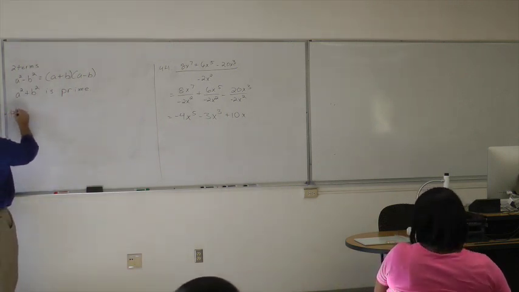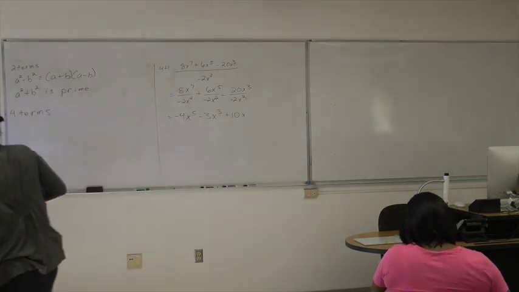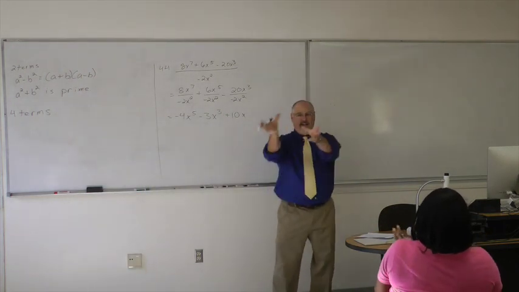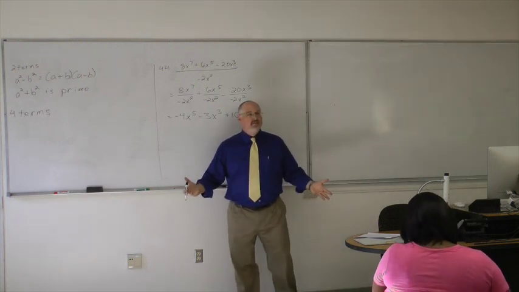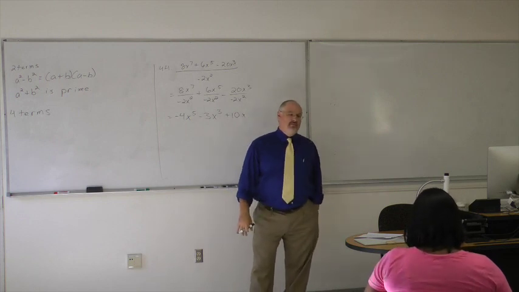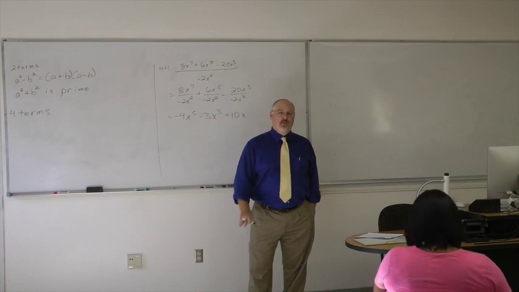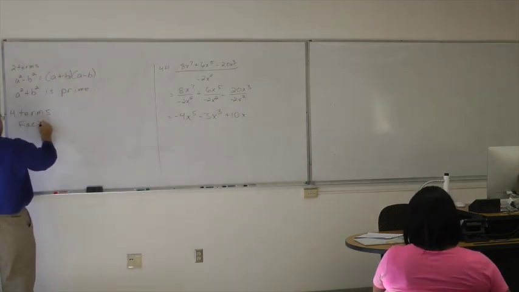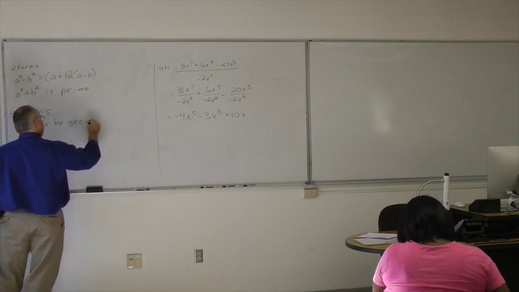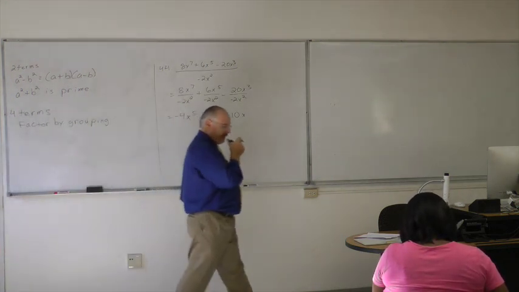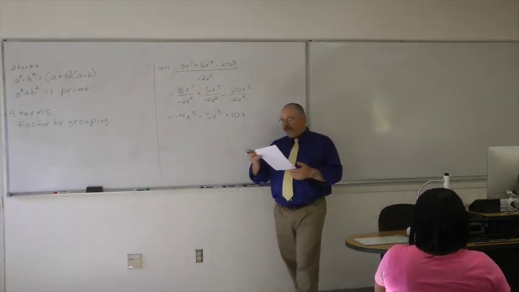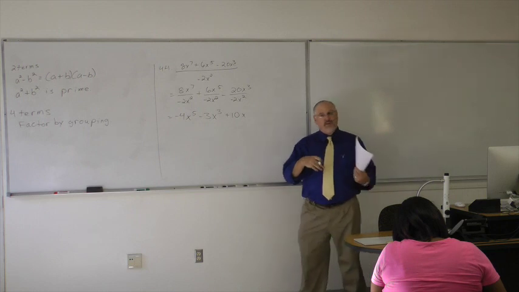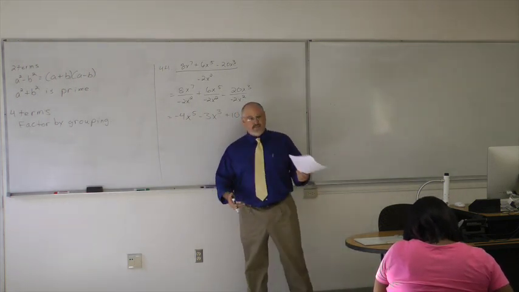If there are 4 terms, we'll get to the other easy one. Whenever you see 4 terms, how are you going to factor? They're groups of numbers. So we're factoring by grouping. If you have 3 terms, if it's a trinomial, then you got to pay attention. Is the leading coefficient 1 or something different? If it's something different, then that's a different process.